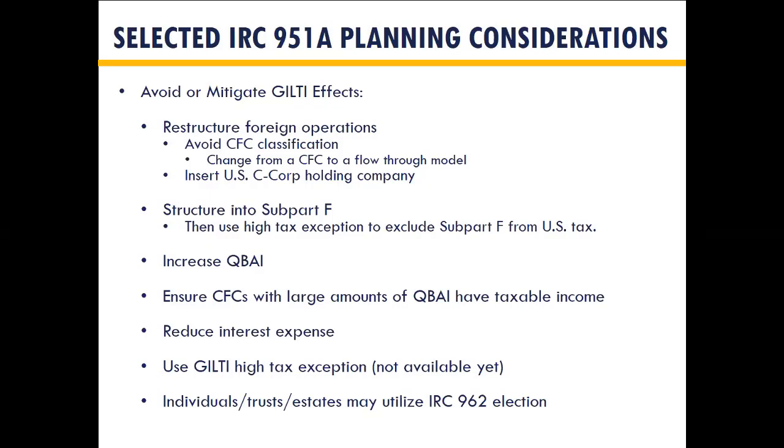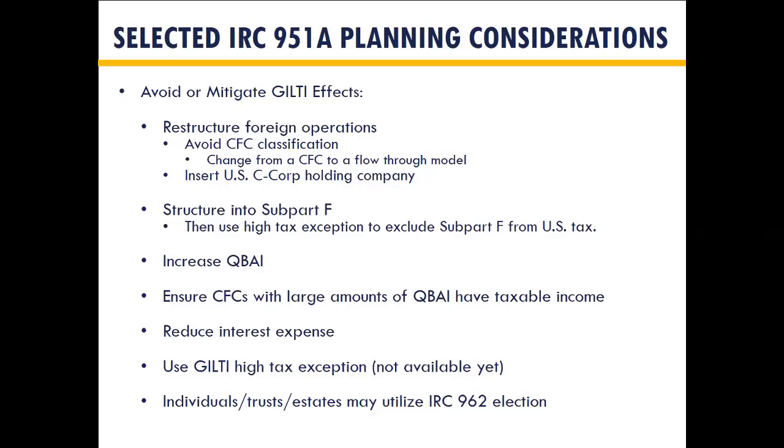We could also structure into Subpart F. This was fairly strange to hear at first, but over the last year and a half, it's been something that's been talked about quite a bit. And that was because before we had this proposed rule with a high tax exception for GILTI, the thought was, well, if I wanted income to be exempt from GILTI, then one way that I could do that is I could make it Subpart F income, and if it was subject to high tax in the foreign jurisdiction, then that was exempt from subpart F deemed distribution back to the U.S., and that was also exempt from GILTI deemed distribution back to the U.S.